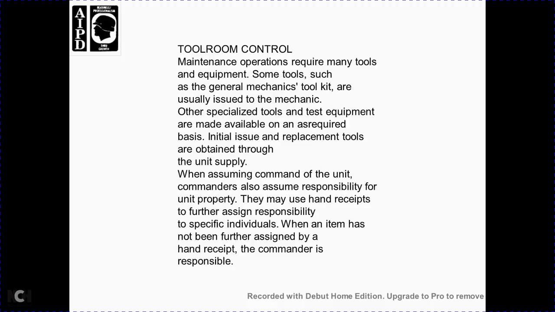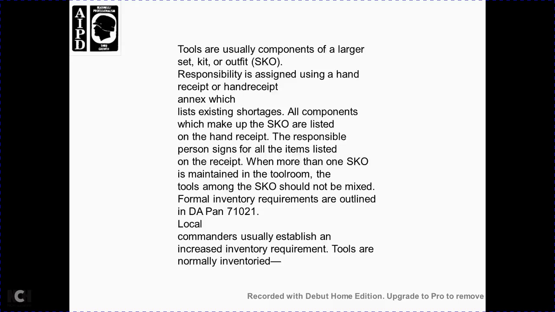The property book officer conducts these inventories. The tool room control of the maintenance operation requires many tools. Equipment such as the tools and general mechanic toolkit is usually issued with the mechanic. Authorized special tools and test equipment are made available as required for the base for the initial tool issue. Replacement tools are obtained through the unit supply, assuming the commander of the unit approves. The hand receipt holder is also responsible for the property, further assigning responsibility to specific individuals. When these items have been further assigned by the hand receipt holder, the commander is still responsible.